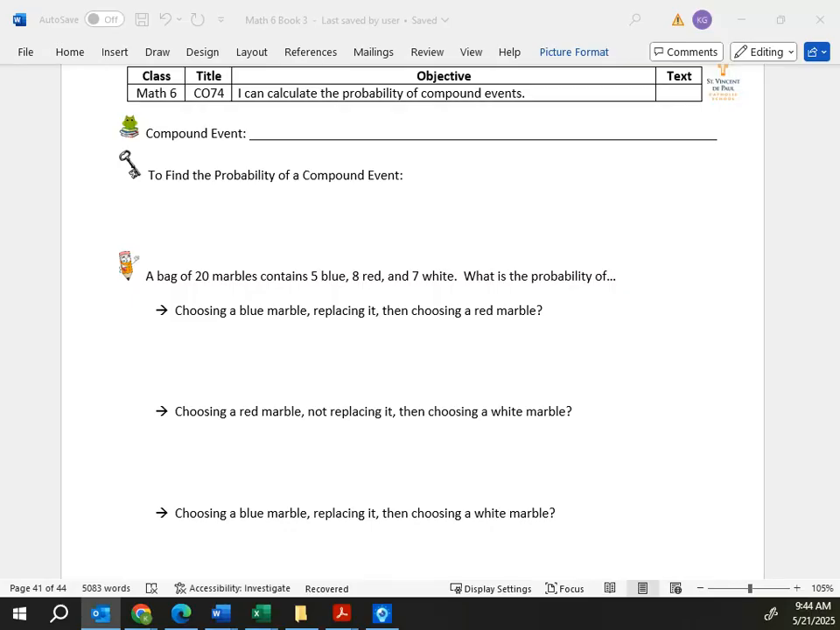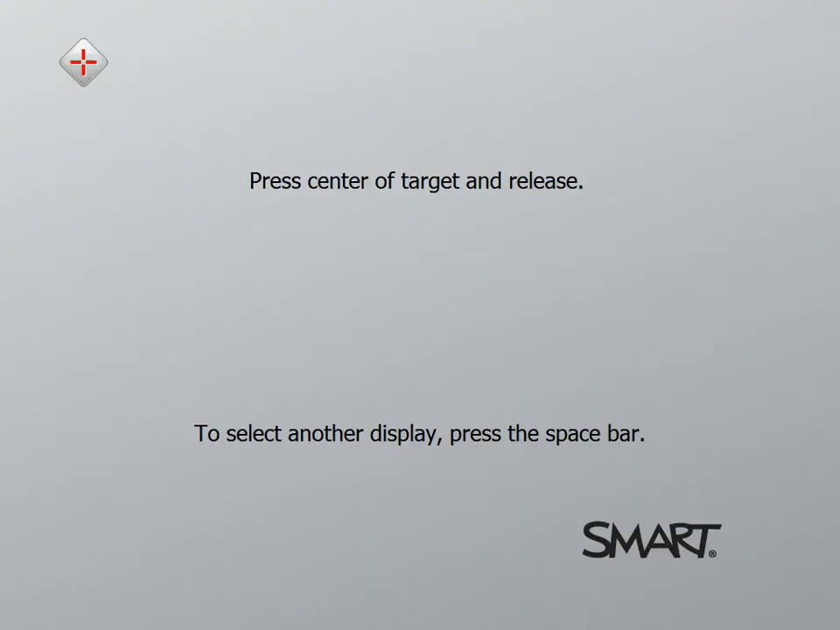I need to switch screens. All right, so bear with me. I need to switch which screen I'm on. There we go.